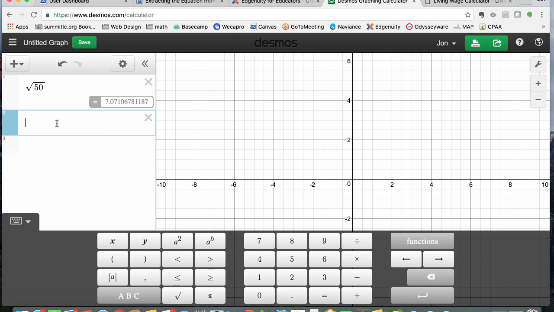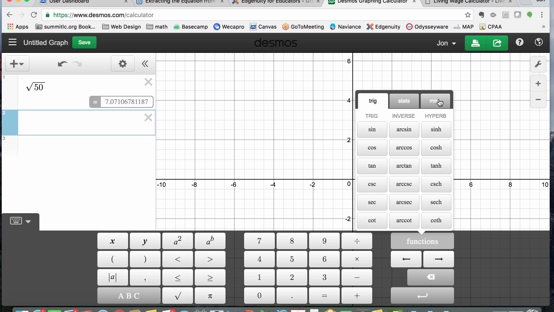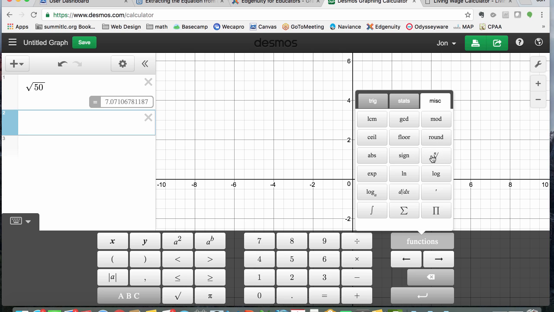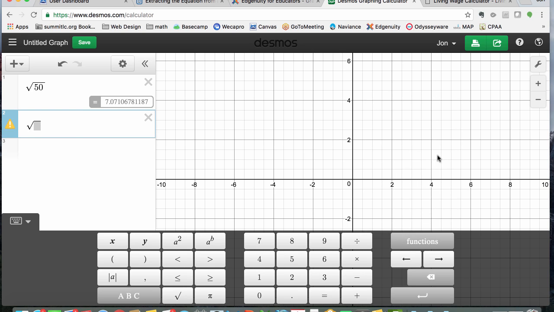But what if I want to do other roots? What if I want to calculate the third root or the fourth root? So I'm going to go to my functions, go to miscellaneous, and there is my nth root button. So if I click on that, notice it's got a spot to put the third root. So I can put third root right there. And what do I want to calculate the third root of? Let's do 68. So the cube root or the third root of 68 is about 4.08. It's an irrational number.